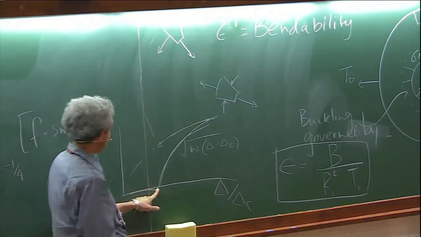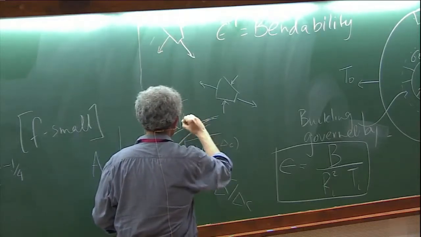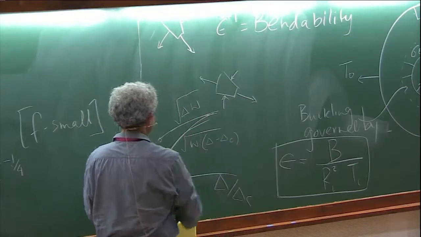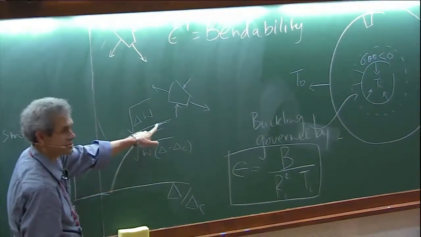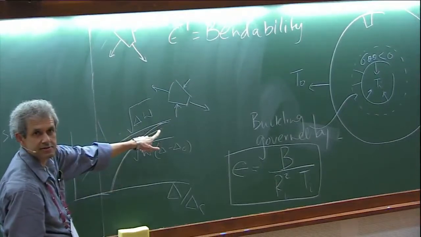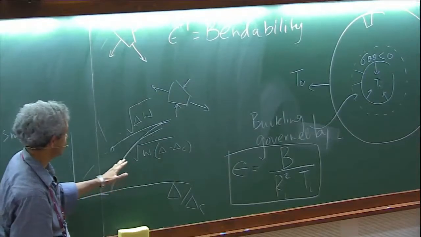Okay? And you say, hey, miraculously, this is supposed to work up here. This was just square root delta W. It didn't know about the threshold. But miraculously, this works also quite far above the threshold. It needn't have, this thing could have failed.